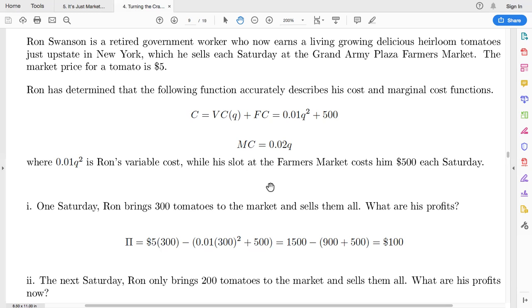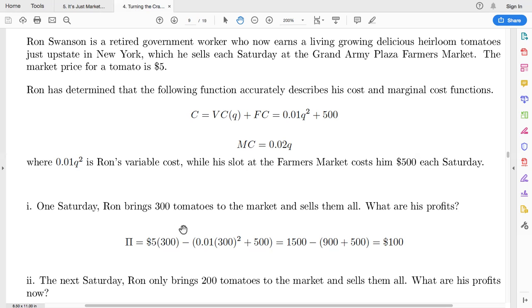I think a lot of students, when they first see this, they see a little bit of math here, they get a little worried. It seems like maybe this is a complicated situation, but here we're just going to plug values in, and plugging a value in, calculating it, is very straightforward. So one Saturday, Ron brings 300 tomatoes to the market, sells all of them, and if he does so, what are his profits? So all we do is just plug in, and then we solve. So he takes 300 tomatoes and sells them all. So this is 300.